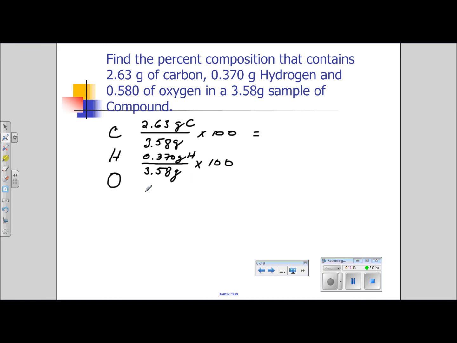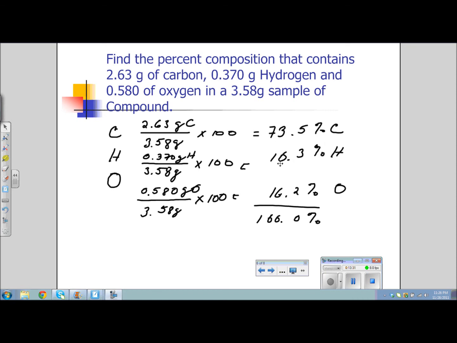And finally, we have oxygen, the mass of oxygen, 0.580 grams of oxygen divided by the total mass, again, part over the whole times 100. So go ahead and pull out your handy dandy calculator and see what you can come up with. The sample contains 73.5% carbon, 10.3% hydrogen, 16.2% oxygen, and of course it should total 100%. Perfect.